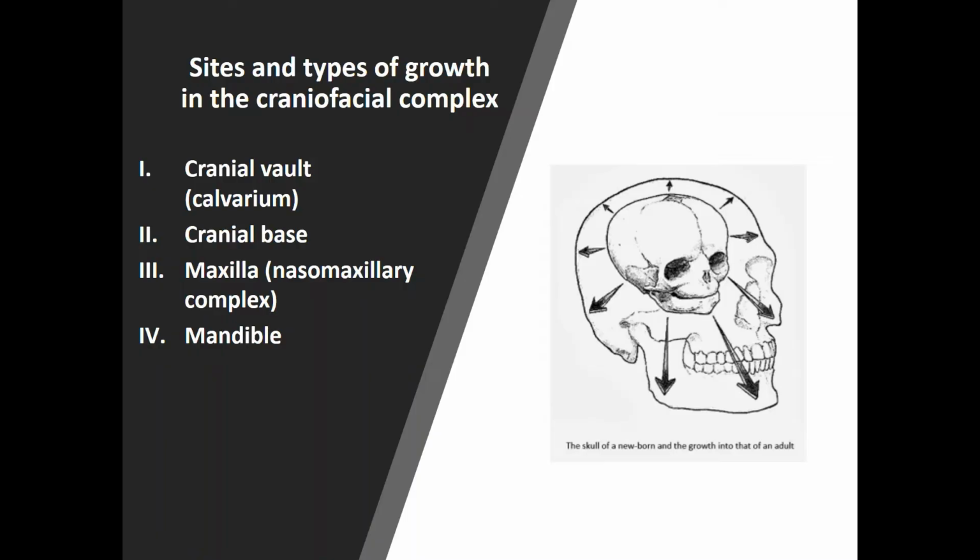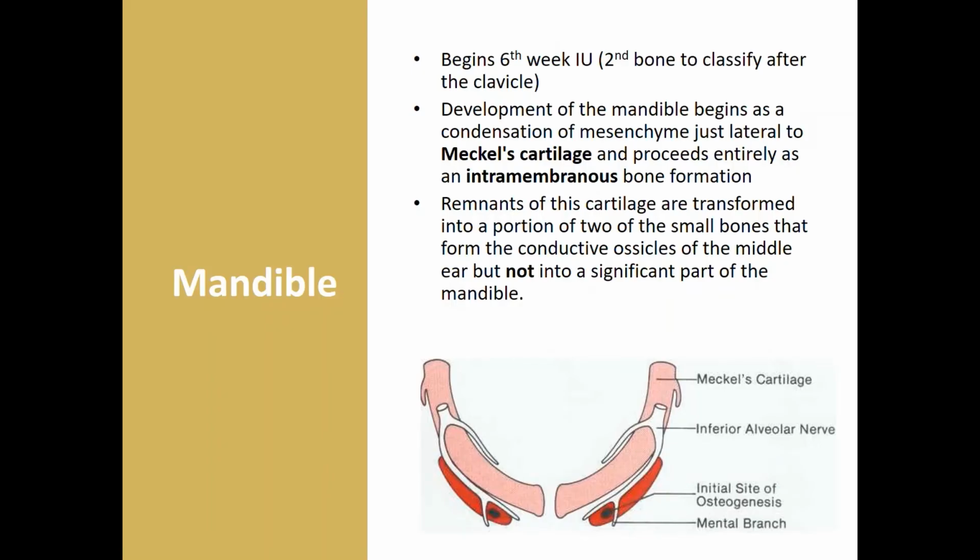Now the last part is the mandible. The first signs of ossification for the mandible actually start 6 weeks intrauterine, and it is the first bone in the craniofacial structures and the second bone after the clavicle within the whole body.